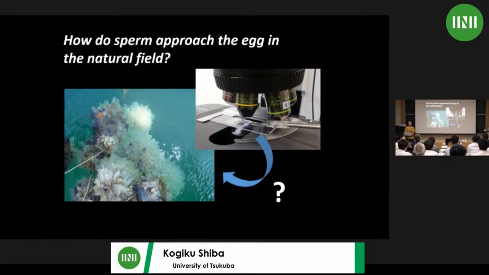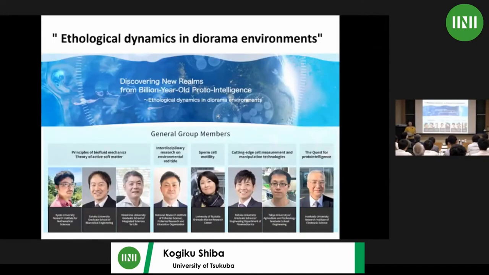To move to the next step for understanding sperm chemotaxis, we need to know how sperm approach the egg in the natural field. Recently, we started a collaboration with researchers who have various backgrounds such as biofluidics, engineering, physics, and mathematics. The project is supported by a grant from MEXT, and our project is called ecological dynamics in a diorama environment. So this is the reason I talk here today.